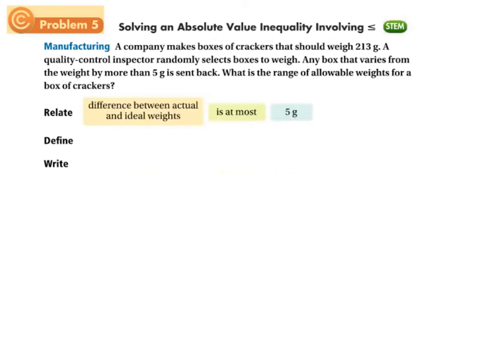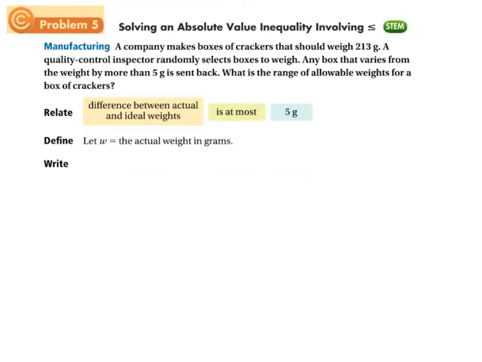So we're talking about the difference between what the box weighs and what it should weigh. And that number is, at most, 5. It says if it goes more than 5 grams difference, so it could be 5 grams difference, just not more. Defining the variable, let W equal the actual weight of the crackers in grams. We know the ideal weight is 213.